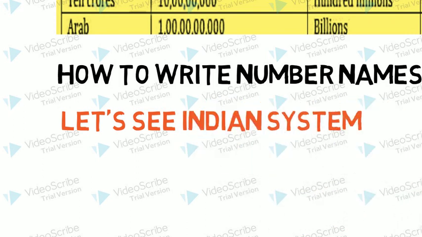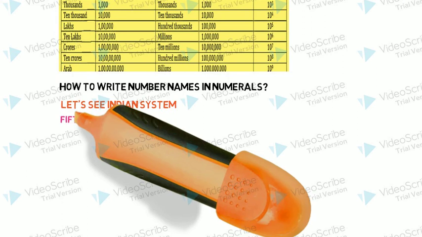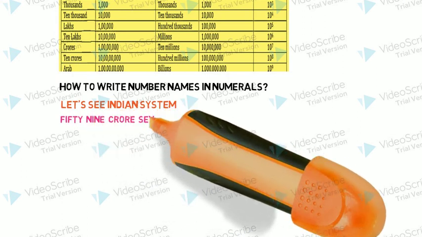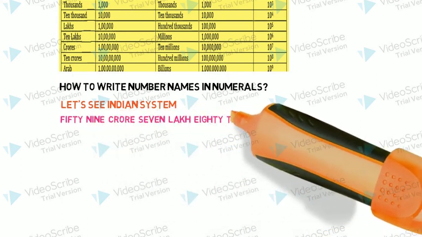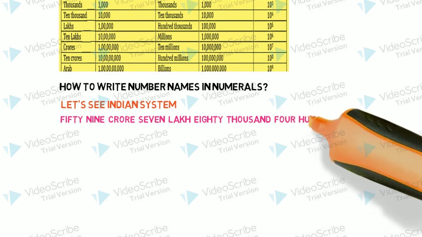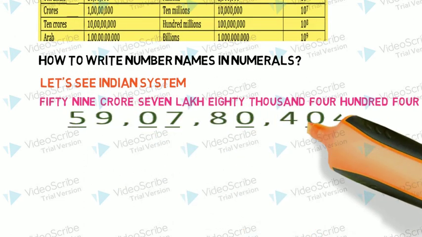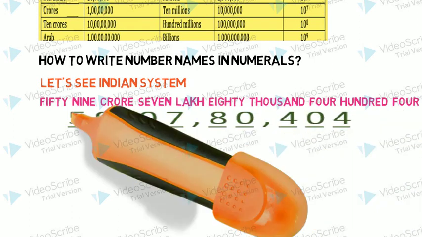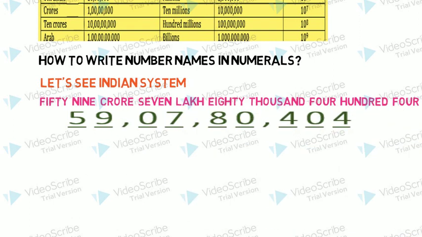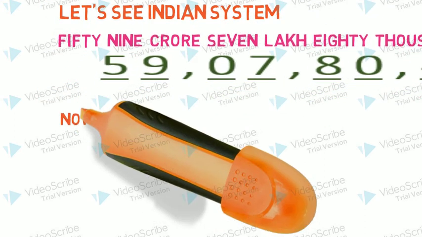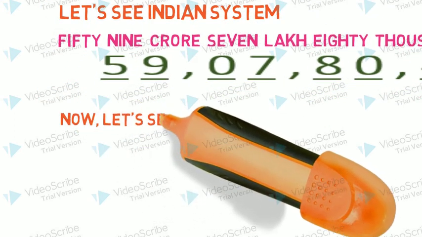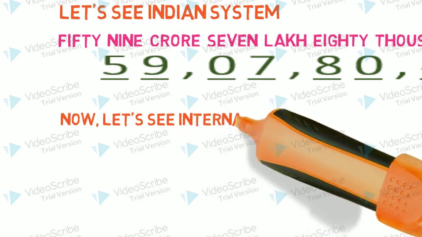So question is 59 crore 7 lakh 80,000 404. So 59 crore. Crore means 2 places. 59. 7 lakh. That means 07. 2 places again for lakh. 80,000. 2 places for 1000. 80. 404. 3 places for ones period. 404.